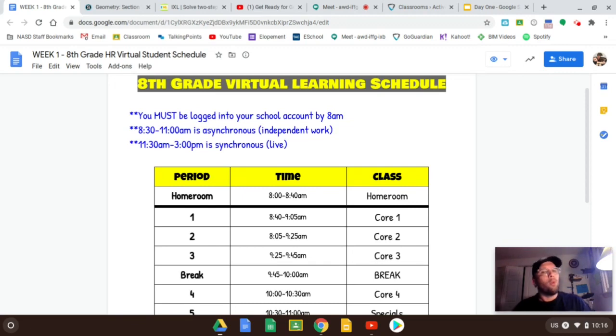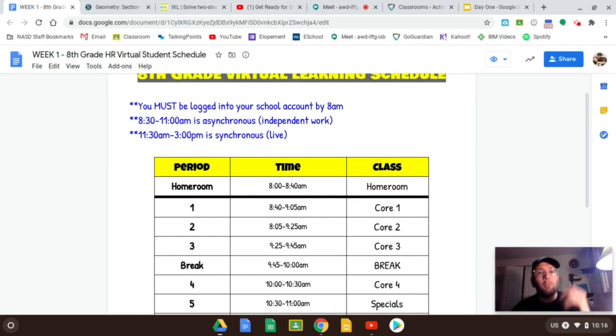Okay, before we go further, let's actually look at the schedule for the first week of school. The second week of school is going to change slightly from what you see here, but let's quickly go over the schedule for the first week. The first week is Monday through Thursday. We don't have school on Friday. As you can see here, you must be logged into your school account by 8 a.m.